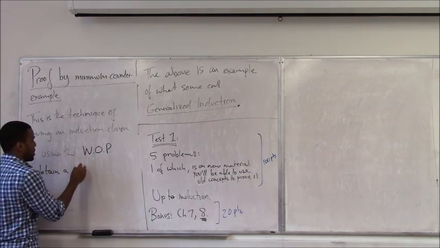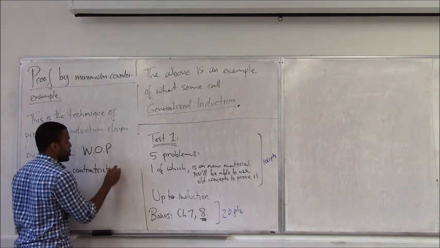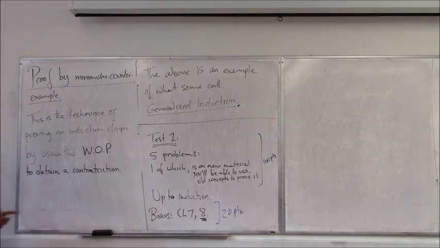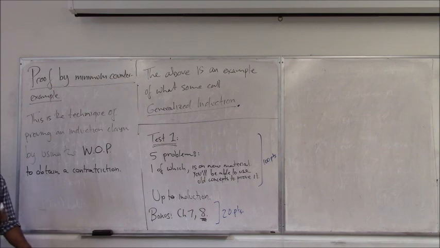to obtain a contradiction. This proof was used when I was proving that the well-ordering principle is equivalent to mathematical induction. Remember, I created a set that would contain all the integers for which P of n was false, and then I used a proof by contradiction to show that that set had to be empty, which means that it was true for all of them. You're going to do the same kind of principle here.